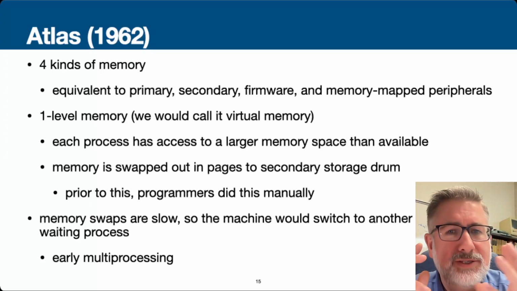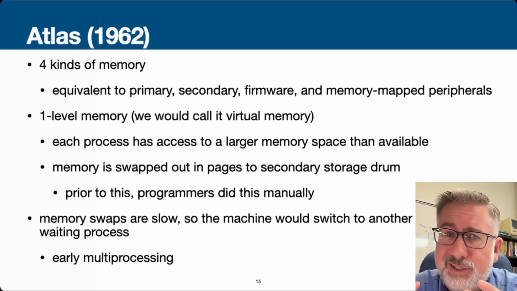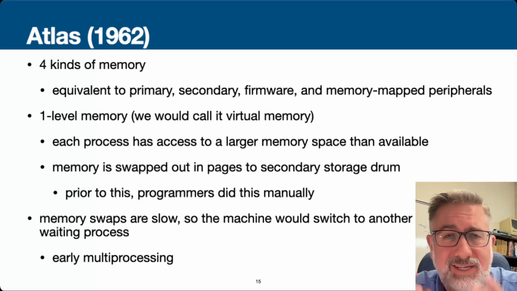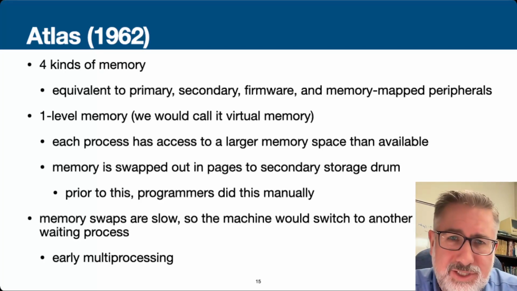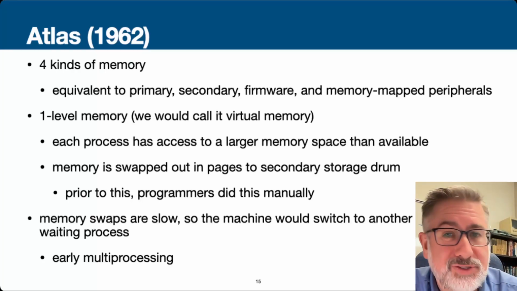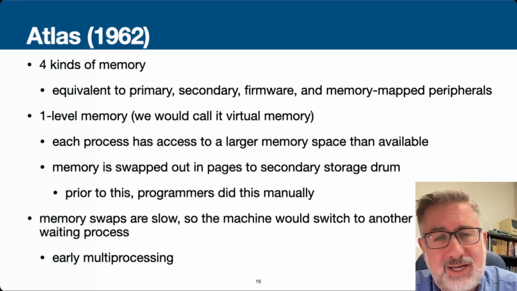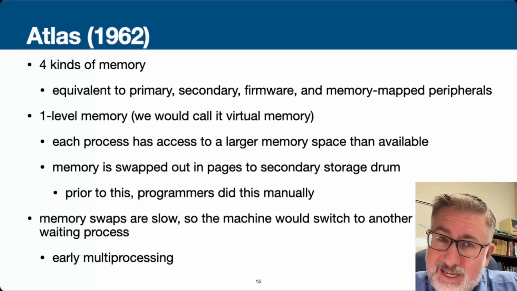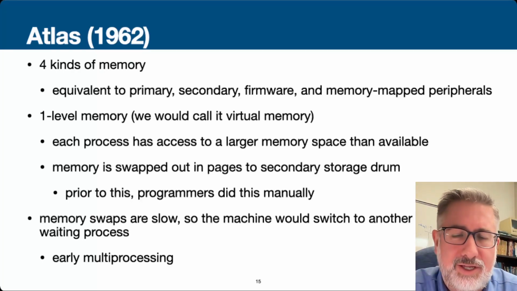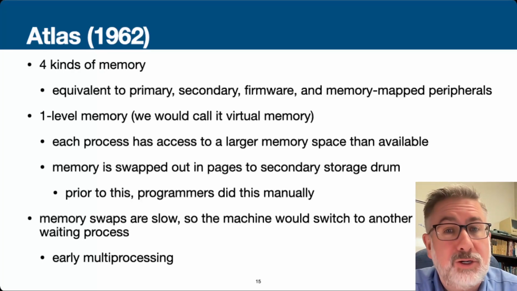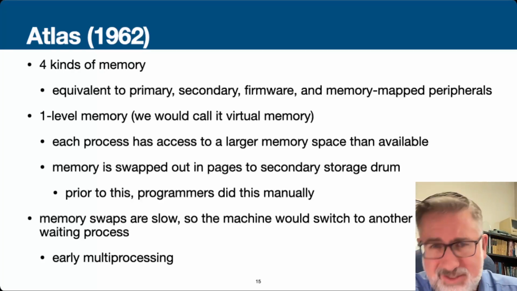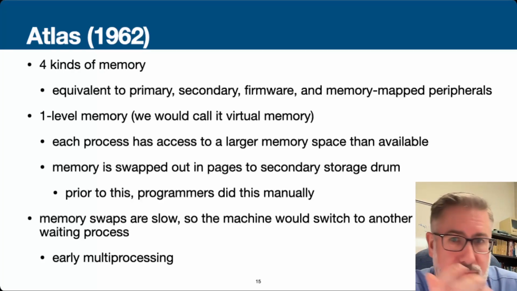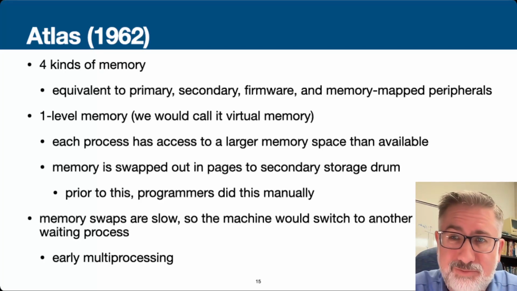And then firmware, this is locations in memory where you store information that the user doesn't usually have access to and stays there from one power cycle to the next, right? So low-level operational stuff that gives instructions on how to control some of the hardware, as well as memory mapping our peripherals so that we can have access to them in a similar way that we have access to our regular memory. And later on, memory mapping becomes a standard practice, but this is an emergent practice here in the Atlas. It also recognized that because memory swaps are slow, moving information out of main memory onto disk and then moving back in again, you can do other things while you're waiting for that. So this is the beginning of some early multiprocessing.